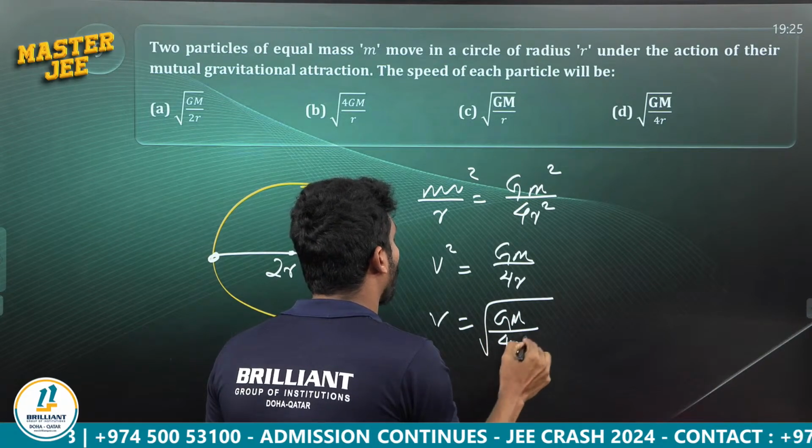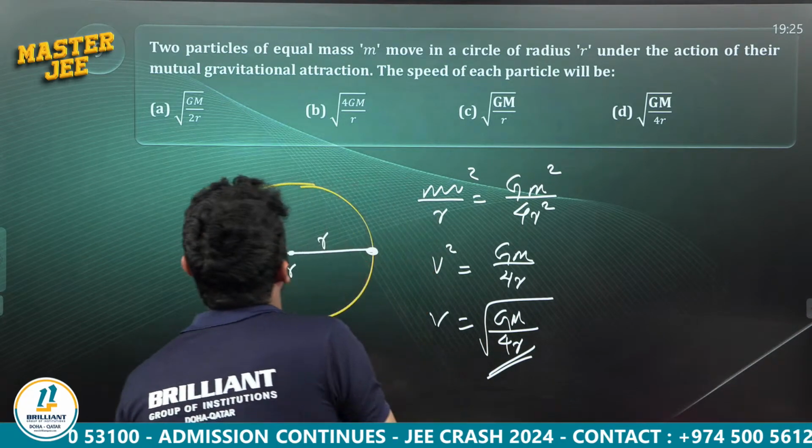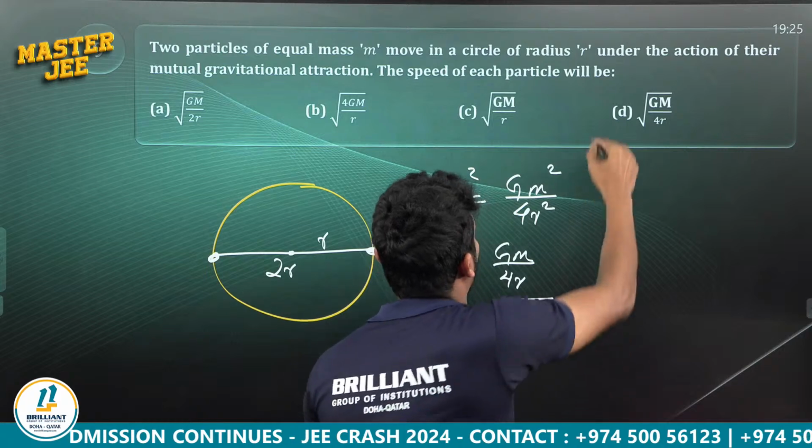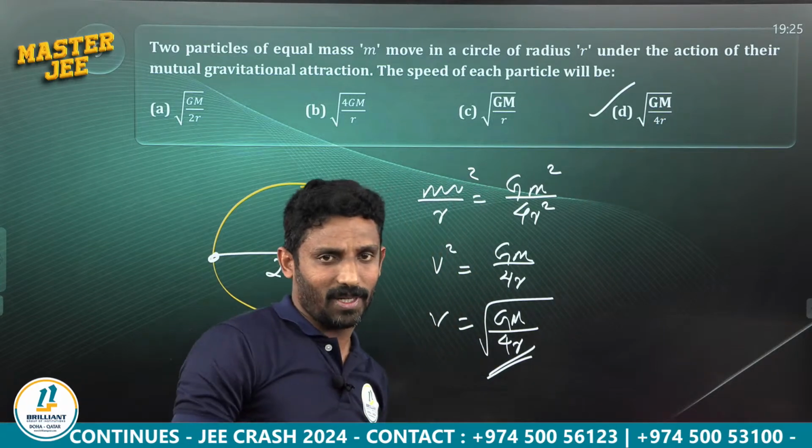Root of GM by 4R is very directly done. Root of GM divided by 4R is option D. Isn't it? Very simple. Okay.